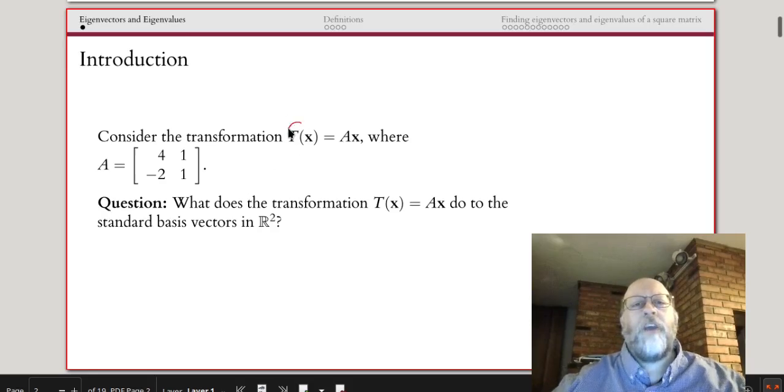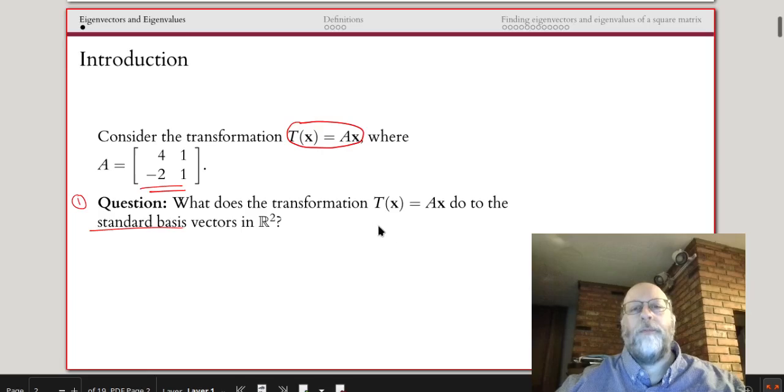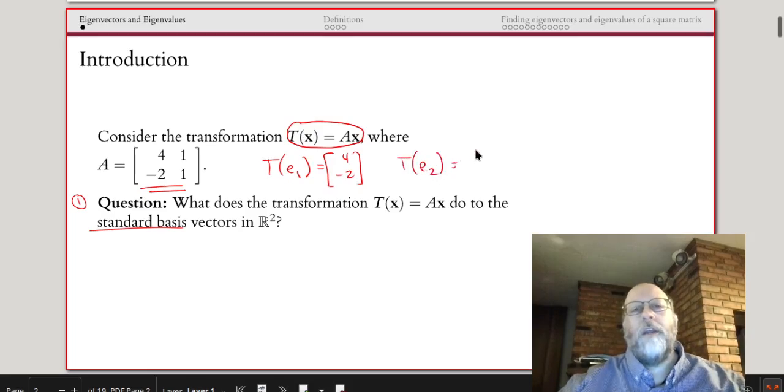So we're going to start with this transformation, T of x equals Ax, and my matrix A is this matrix right here. And our first question is, what happens with the standard basis vectors in R2? Well, we know because we've done this before that the transformation takes the standard basis E1 to the vector 4, -2, and the transformed version of E2 is 1, 1. And so that's what happens to the standard basis vectors.